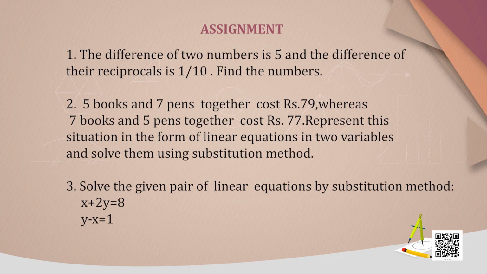Take down the questions. Question number 1, the difference between two numbers is 5 and the difference of the reciprocals is 1 upon 10. Find the numbers. Second question, 5 books and 7 pens together cost rupees 79, whereas 7 books and 5 pens together cost rupees 77. Represent the situation in the form of linear equations in two variables and solve them using substitution method.